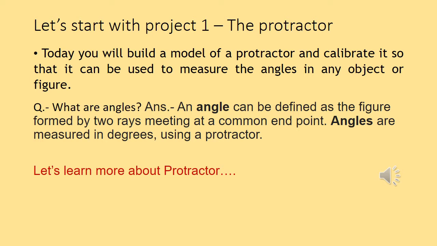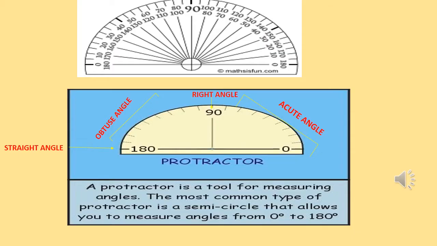My question is, what are angles? The answer is, an angle can be defined as a figure formed by two rays meeting at a common end point. Angles are measured in degrees using a protractor. Let's learn more about the protractor. As you can see in the picture, a protractor is a tool for measuring angles.